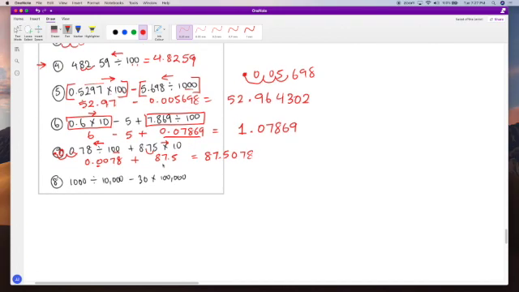And then last, we have 1,000 divided by 10,000. So we have 1, 2, 3, 4 decimal spaces. So the point is here. We move in 1, 2, 3, 4. The point will end up here. So this is 0.1. Remember, this is a divide. So this is a divide, so this is glued together. And this is a multiply.